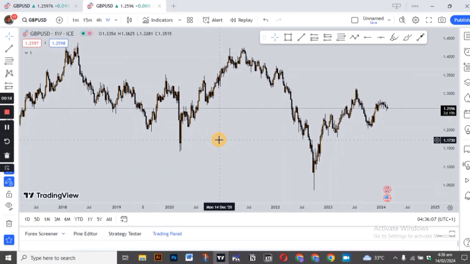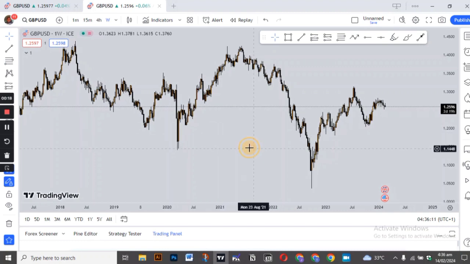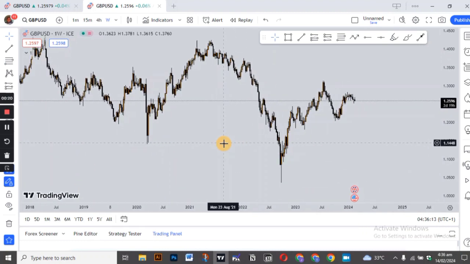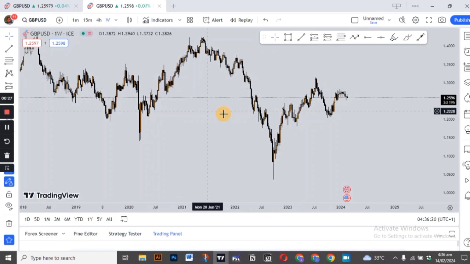Alright, so once I open my chart, the first thing I want to see is the direction of the market. So I do my top down analysis. Now I'm on the weekly time frame. On this weekly time frame, I see that price was actually respecting this supply zone here. It's a weekly supply zone.